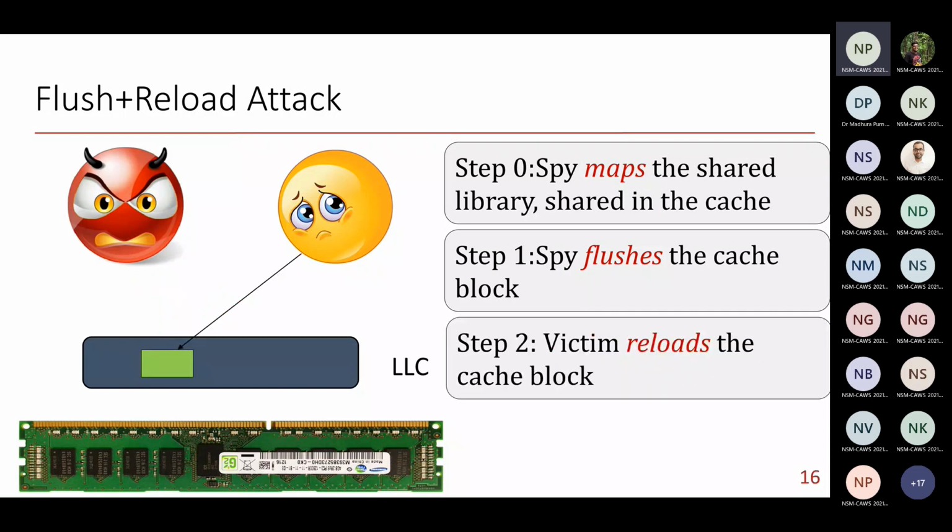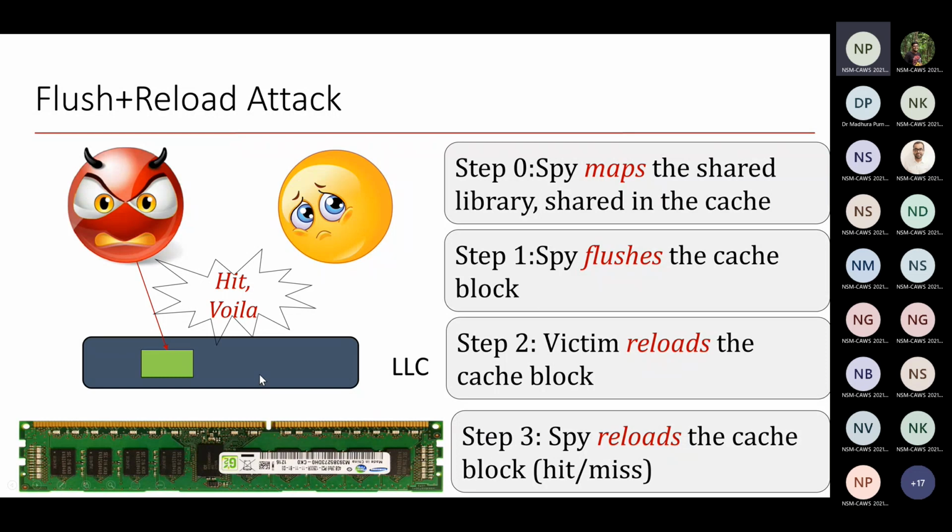The victim reloads whenever it needs it, right? So reload meaning loading it from the DRAM. And finally, if the spy reloads or tries to access the same address again, and it gets a hit, it is certainly the case that the victim has accessed that block, right? Because the spy has already flushed it out. So this is the simple attack that you can mount on your laptops or desktop.